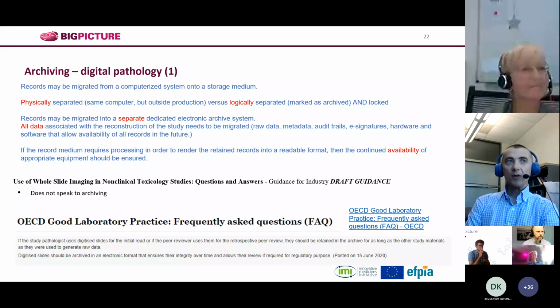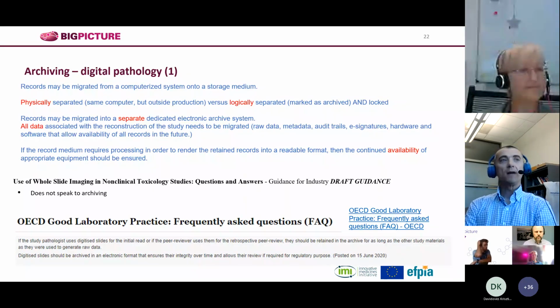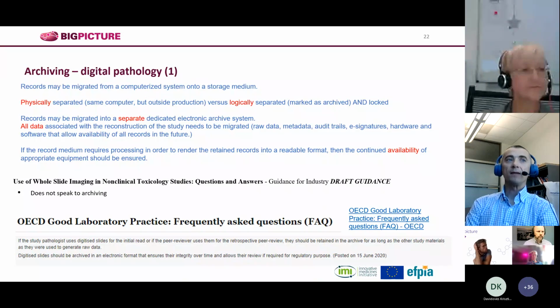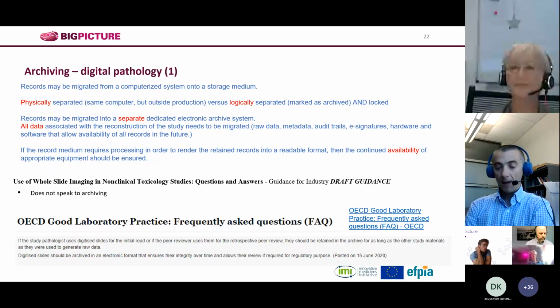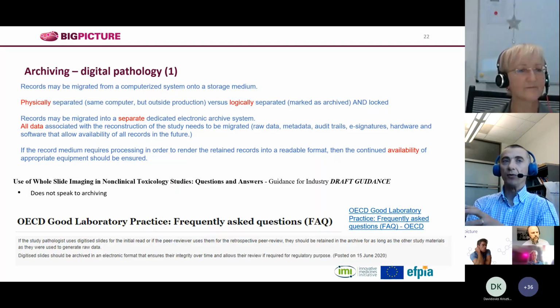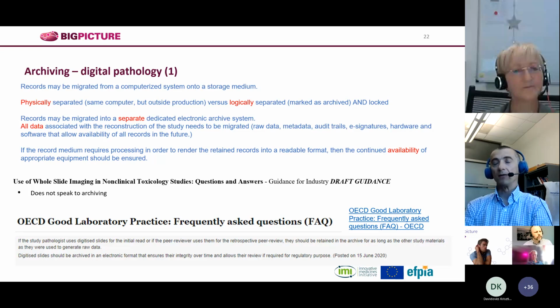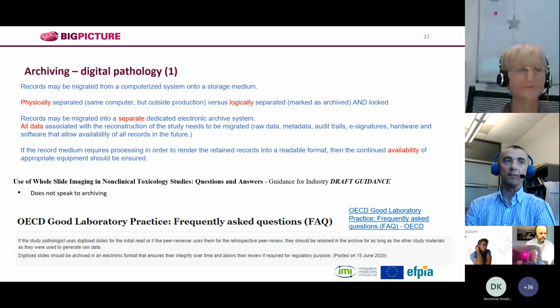So if we try to transpose these principles for digital pathology, the first thing to say is to understand that yes, it is okay to migrate the data for storage. And so usually the storage and archiving is segmented into three parts. There's short-term storage, there's mid-term storage, and there's archival. There are different manners for storage to happen. It can be a physical separation, same computer, but outside of the production area. It can be a logical separation, so there's a notification that the material is archived, but there's also a need to lock this material.